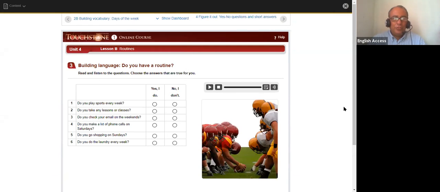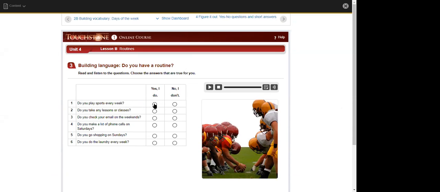Building language. Do you have a routine? More vocabulary about this, more practice. It says read and listen to the questions and choose the answers that are true for you. These questions are for you, ladies. For example, Carolina, do you play sports every week? Yes, I do, or no, I don't. What is your answer? Yes, I do, teacher. So you play sports every week.